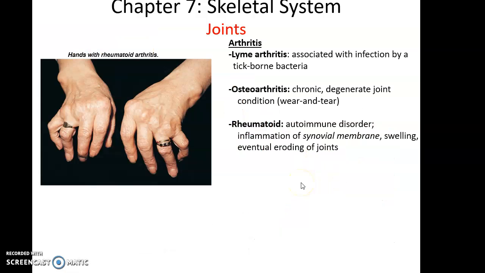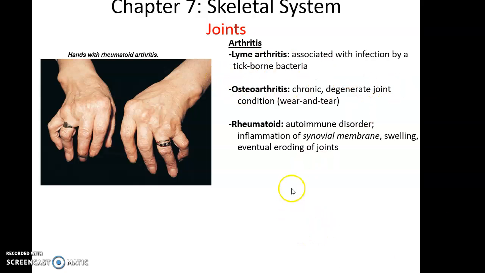All right, joints. There are some disorders associated with joints, such as arthritis. And arthritis is broken down into three main categories. There's Lyme arthritis. Lyme arthritis is often caused in someone who becomes infected with Lyme disease, which is a bacterial infection that is spread through the bite of ticks. This is more common toward the East Coast. I used to live in New Hampshire, and they found there that every dog in New Hampshire basically has Lyme disease.